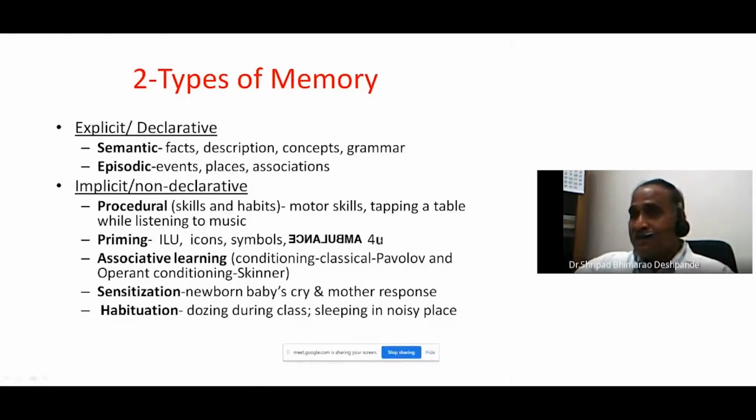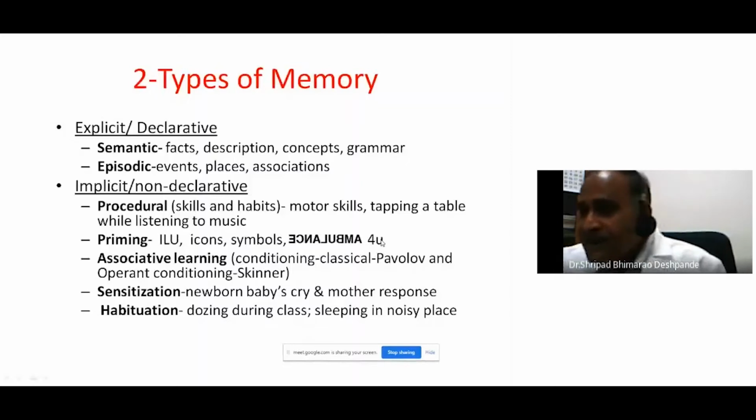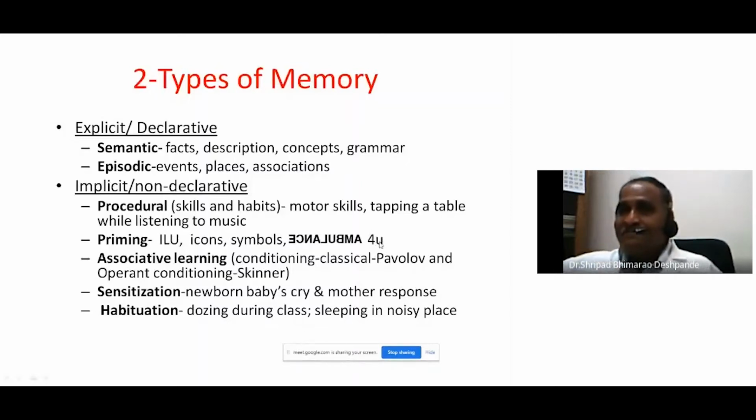This is what the new culture has developed with the mobile messaging system. Then we have associative learning. The associative learning we talked about is associated with conditioning reflexes, especially the conditioning components.